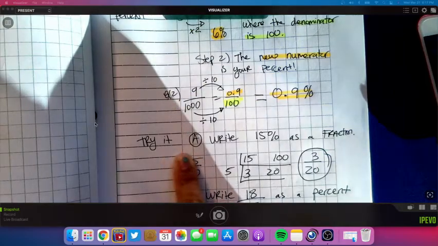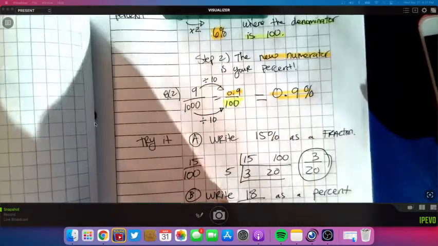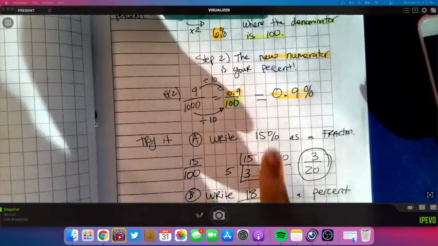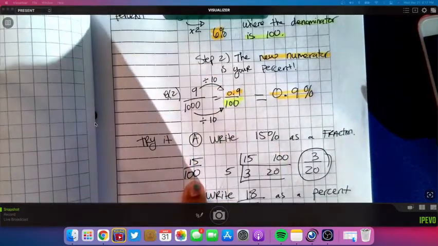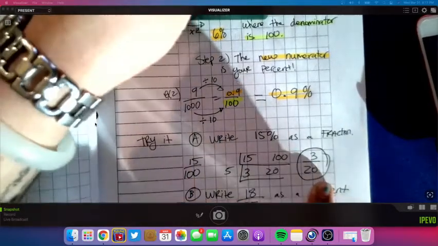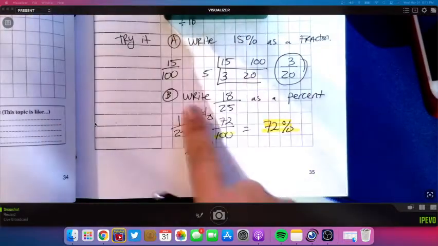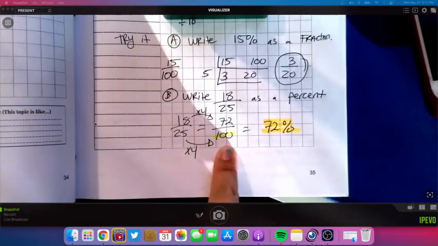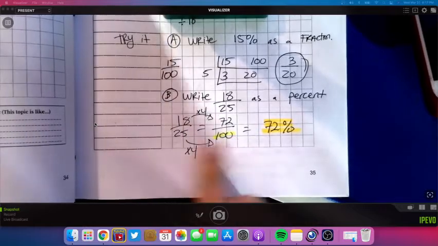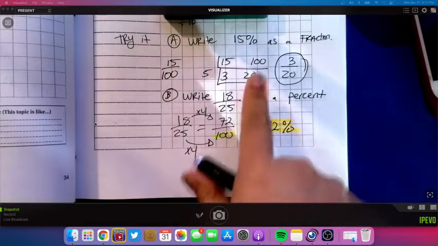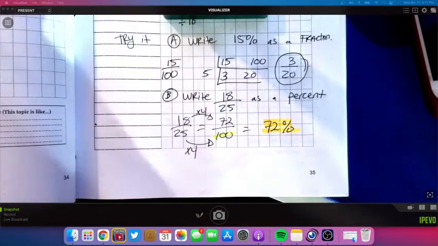For the triads, I had kids write 15% as a fraction and write 18 over 25 as a percent. For A, 15% will be 15 over 100. We reduce the fraction down to 3 over 20. For 18 over 25, 18 over 25 equals blank over 100. Well, 25 times 4 is 100, so whatever I did to the bottom, I did to the top. 18 times 4 is 72. So 18 over 25 as a percent is 72%.